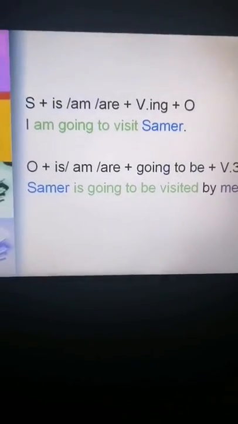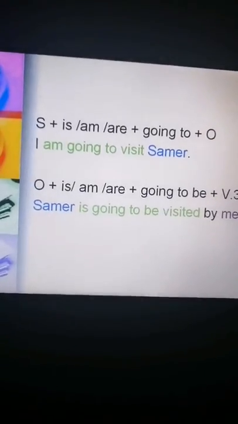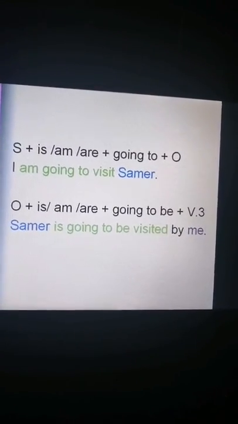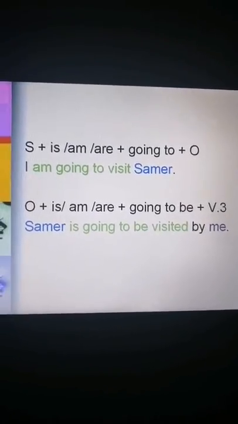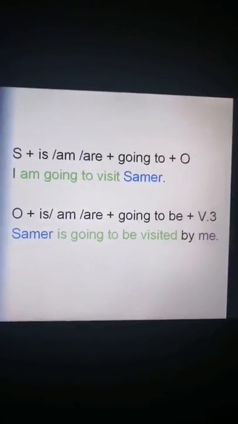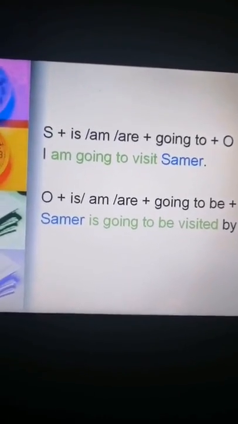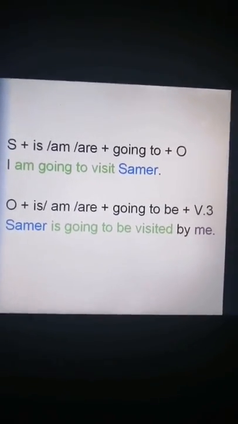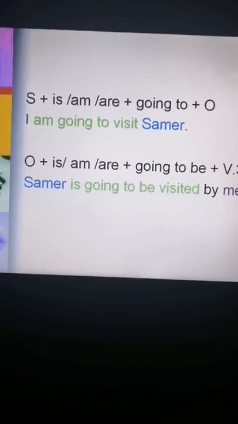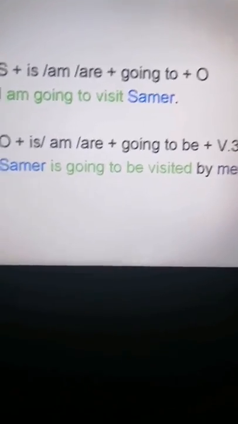Be going to. Subject is or am or are going to, then the object. I am going to visit Samer. So we should take the object and put it at the beginning of the sentence. Then is or am or are, it depends on the object itself. So we have Samer here. Samer is the object. We take it and put it at the beginning of the sentence. Samer is going to be visited by me. Samer is singular, so we should put is going to be visited by me. And the verb here is verb 3.